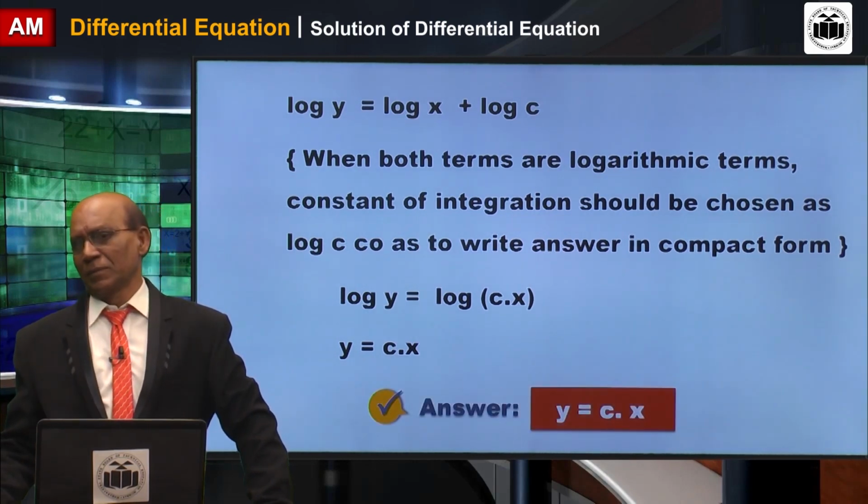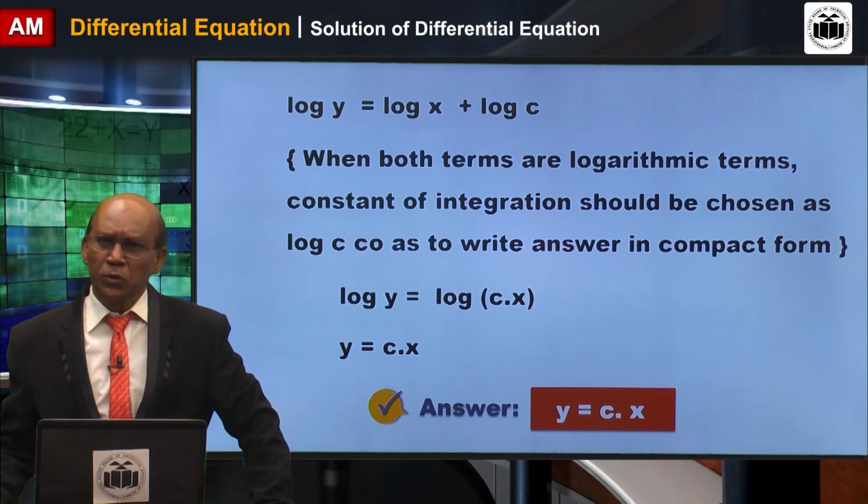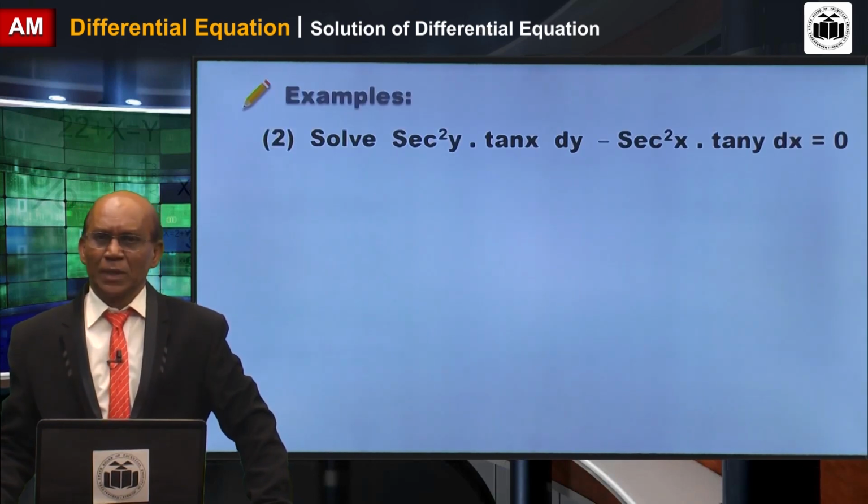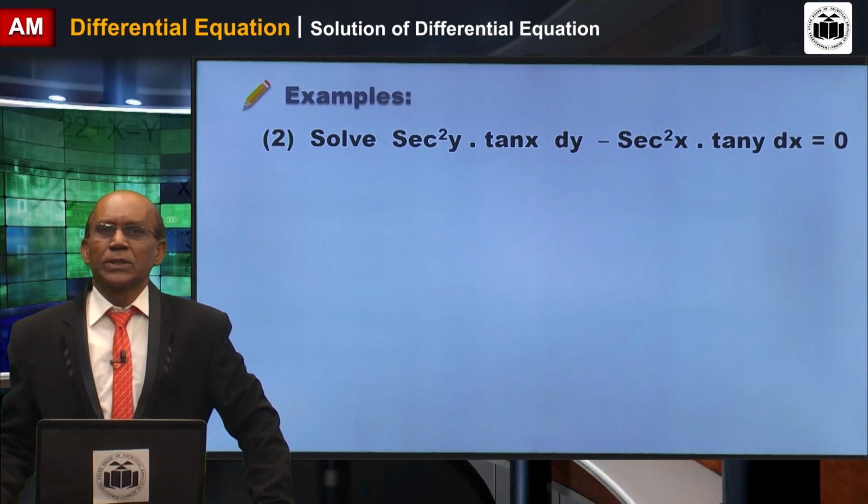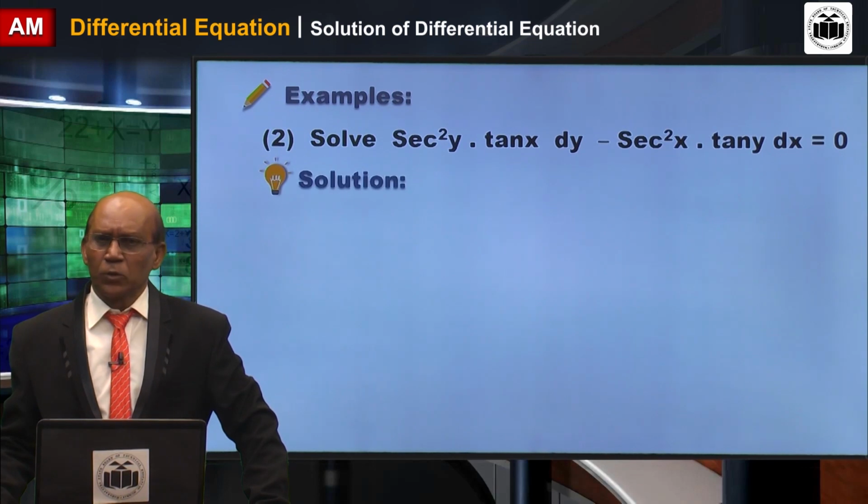Answer: y equals cx. Second example is: solve sec square y tan x dy minus sec square x tan y dx equals 0. Again we can take the solution for this one.